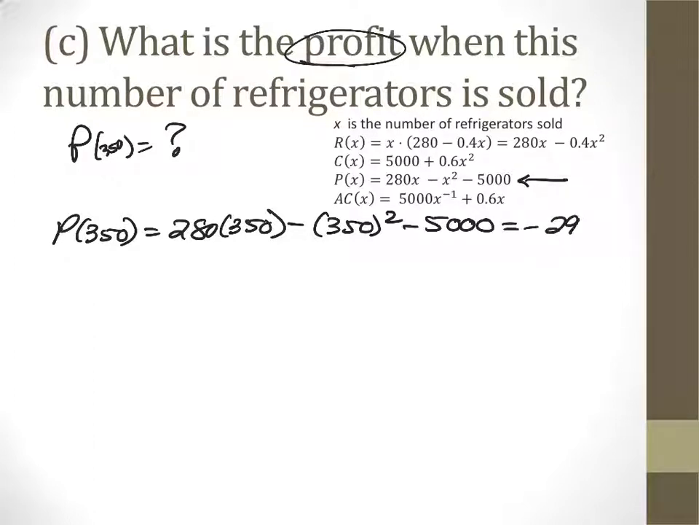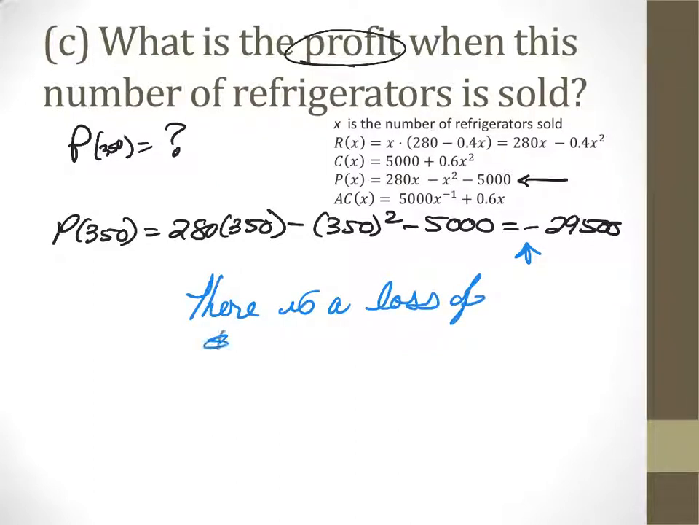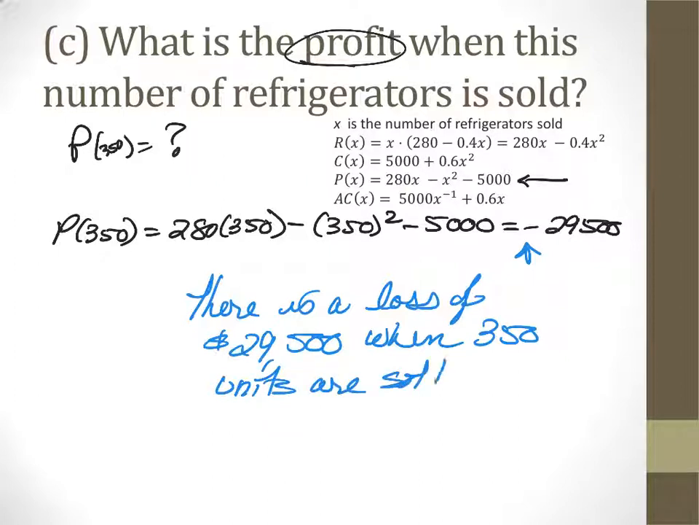Gives us negative 29,500. And what some people say at this point is, oh no, can we have a negative number? And the answer is yes. They're just losing money. So there is a loss of 29,500 when 350 units are sold. So we've got to figure out, how did costs get so out of control? You can't just maximize revenue and expect profit to follow, because costs could be ballooning out at an outrageous amount.